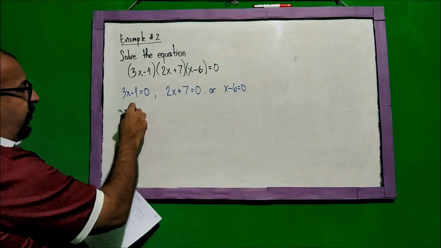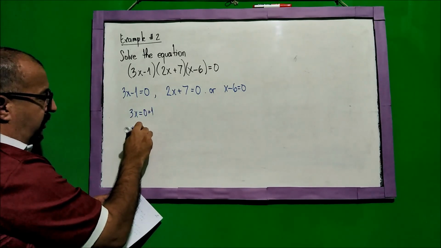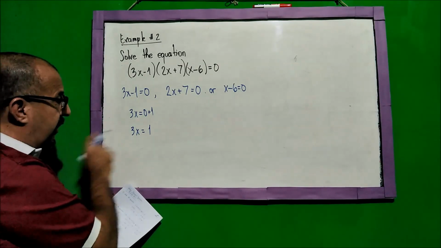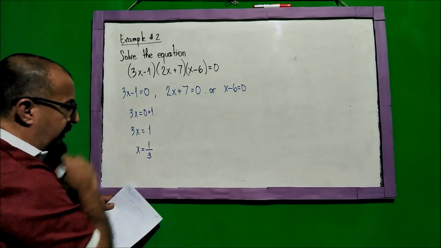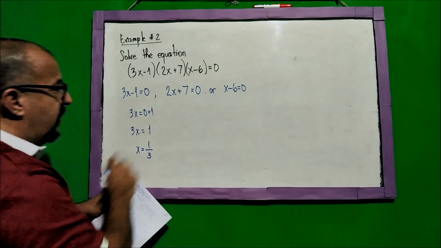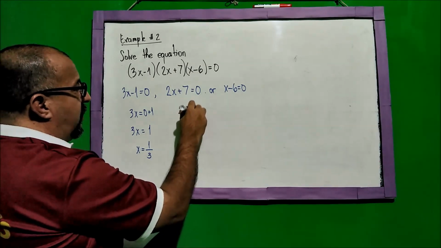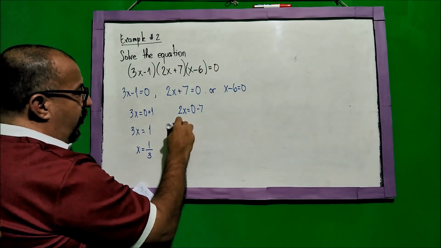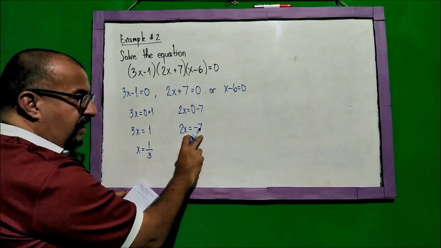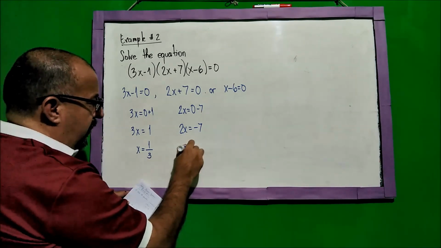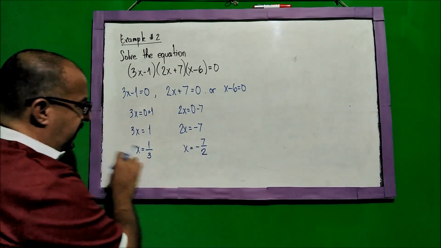In here, we're going to have 3x equals 0 plus 1, and finally, we're going to have 3x equals 1, and this 3 that is multiplying in here goes dividing to the other side, so finally your answer will be 1/3. We have the first solution. Then let's take the second one. The second one will be 2x equals 0 minus 7. Therefore, you're going to have 2x equals negative 7. And this 2 that is multiplying goes dividing to the other side. So, x becomes negative 7/2. Okay? We have the second answer.